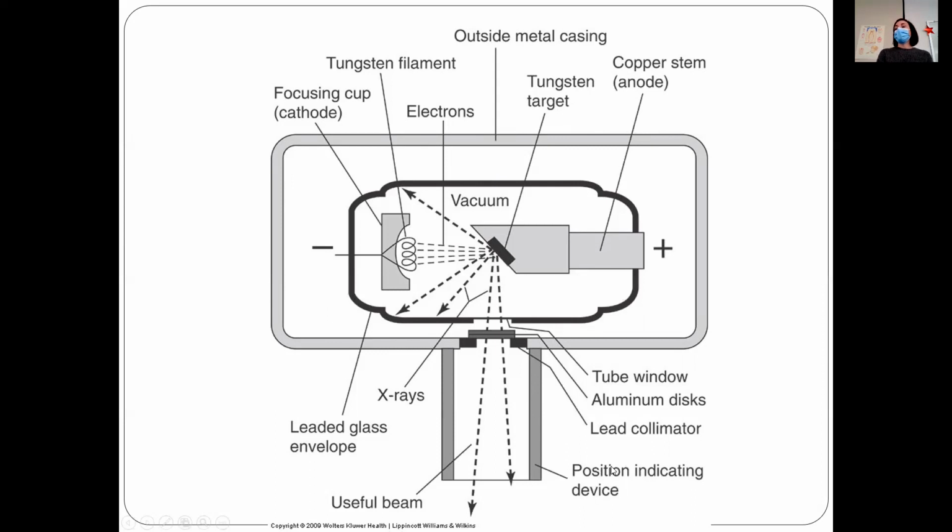In some of my notes I have BID, but one is positioning and the other is beam indicating. It's the exact same part. It's the long piece, the cone that's coming out of the tube, or the big tube head.